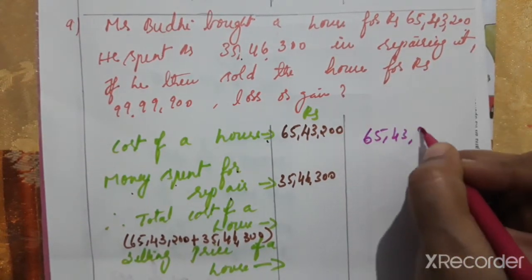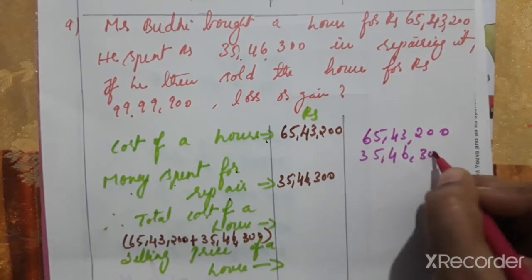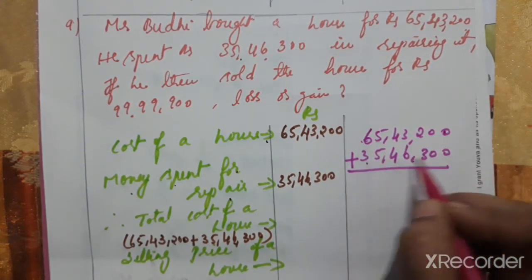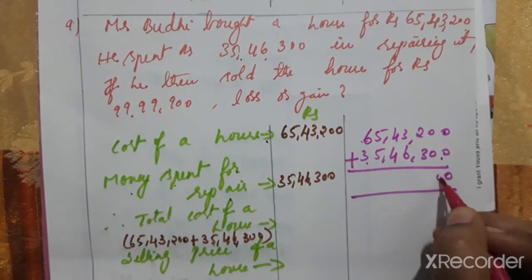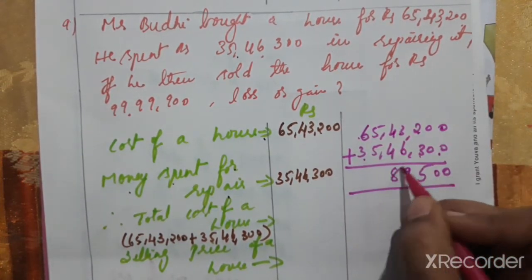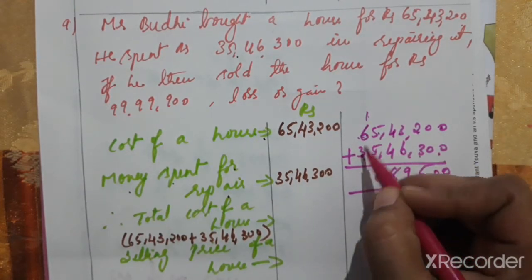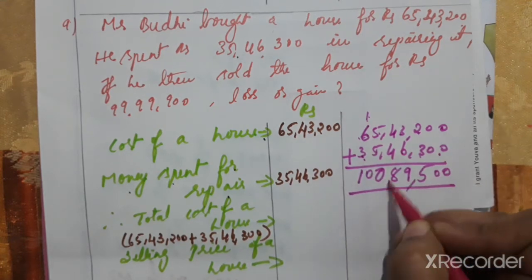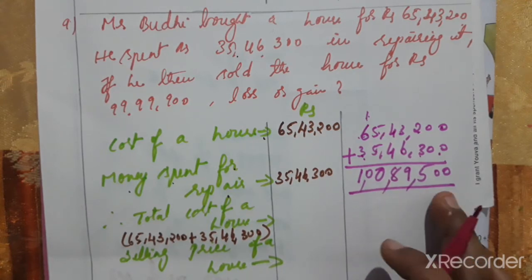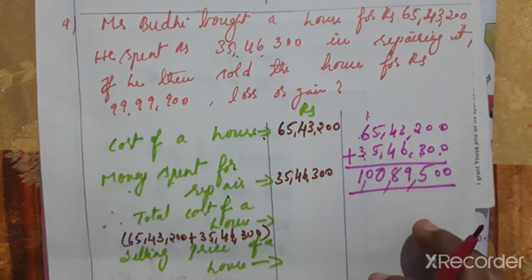So add and find the total of 65,43,200 and 35,46,300. This is a purchase amount and this is a repair amount, so we add. 0, 0, 2 plus 3 is 5, 3 plus 6 is 9, 4 plus 4 is 8, 5 plus 5 is 10, 1 carry over, 1 plus 6 plus 3 is 10. So the total cost of the house is 1 crore 89 lakh 500. He spent 1 crore 89 lakh 500 for that house.